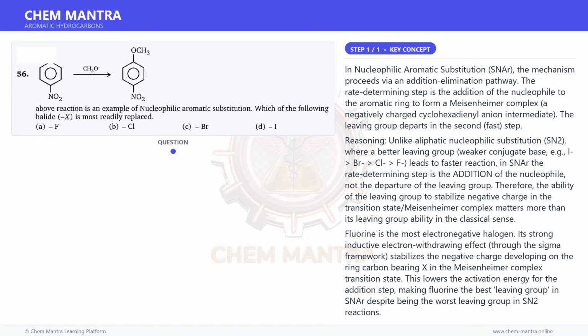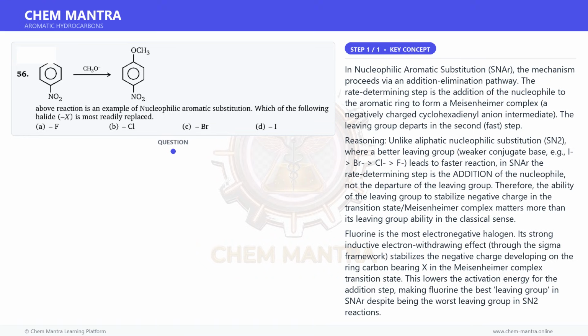Reasoning: unlike aliphatic nucleophilic substitution, SN2, where a better leaving group, a weaker conjugate base, for example I⁻ > Br⁻ > Cl⁻ > F⁻, leads to a faster reaction, in SNAr the rate-determining step is the addition of the nucleophile, not the departure of the leaving group. Therefore, the ability of the substituent to stabilize negative charge in the transition state of the Meisenheimer complex matters more than its leaving group ability in the classical sense.